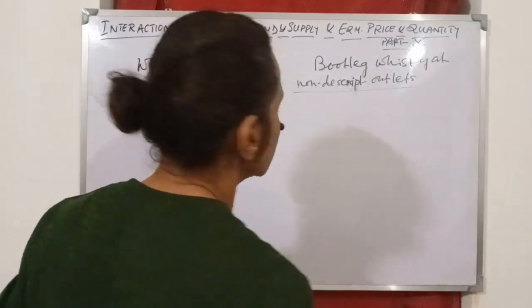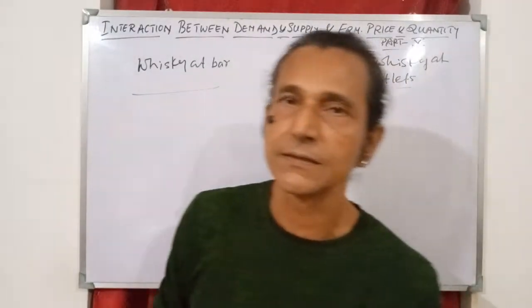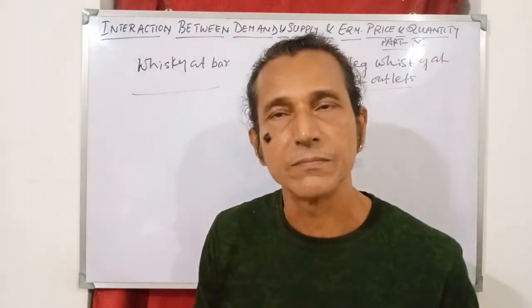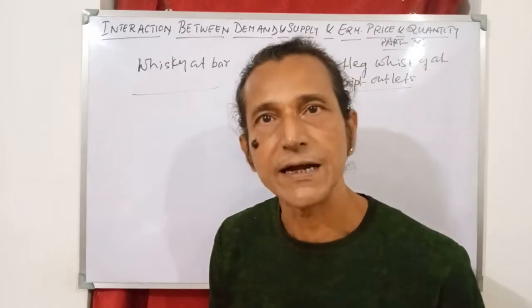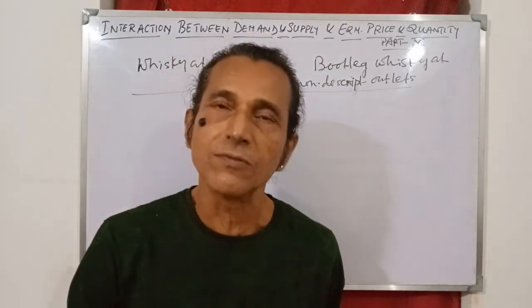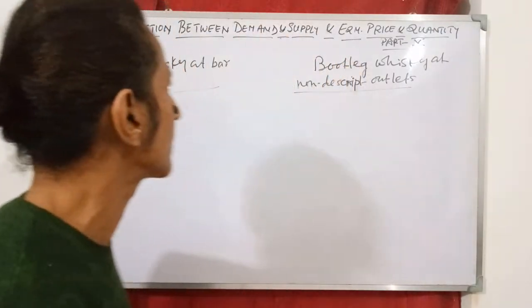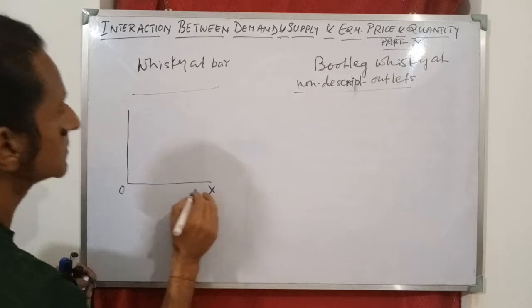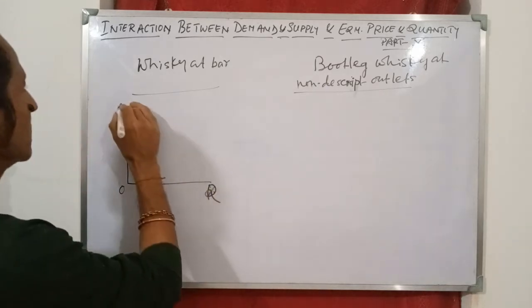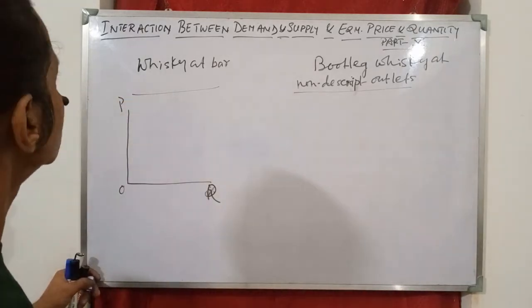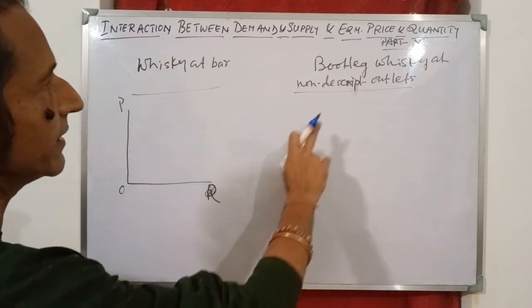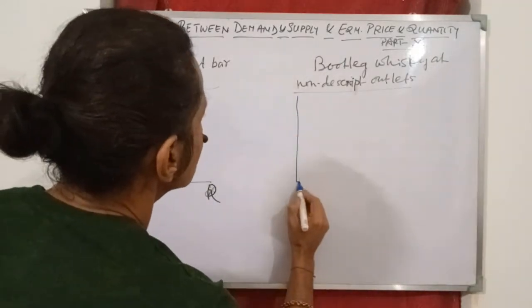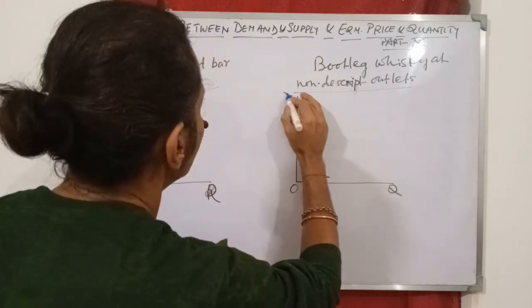Now, as I have said earlier, whenever you are going to discuss the interaction between demand and supply and how they determine the equilibrium price and quantity in the market, please start from equilibrium. That is, assume that the market is in equilibrium. And secondly, you must think which side of the market is being affected by the change. So I shall draw two diagrams, one to show the equilibrium in the market on the x-axis measuring quantity and on the y-axis measuring price. I am drawing two diagrams, one for the market of whiskey at bar and the other is a market of bootleg whiskey at nondescript outlets.